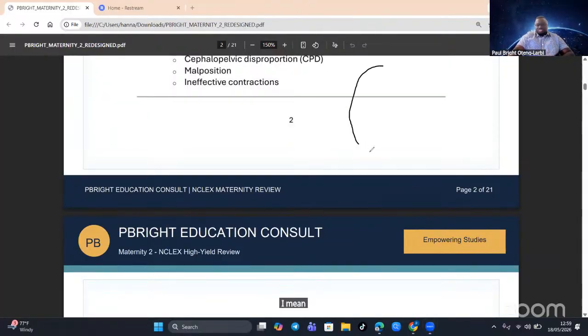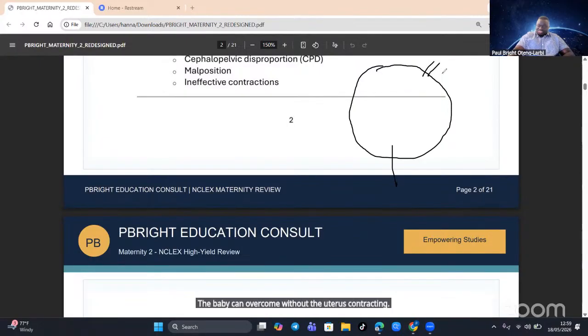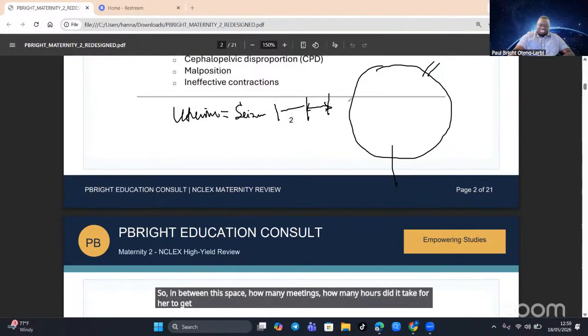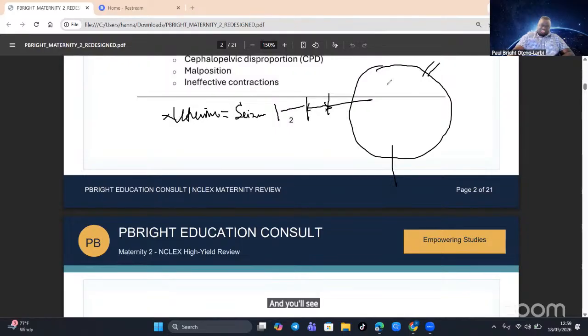I mean, this is the uterus. The baby can never come out without the uterus contracting. So when you want to do labor, uterine contraction is one. Always see contractions as seizures. A seizure will have a starting point, the duration, and the ending point. And in between, another start will come. So in this space, how many minutes, how many hours did it take for us to get another contraction? Okay, so the uterus is contracting, it's doing its work.